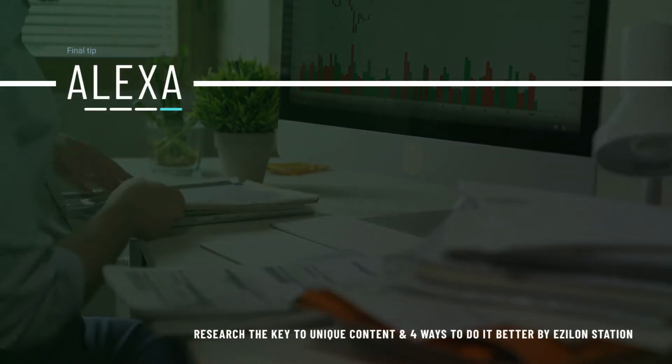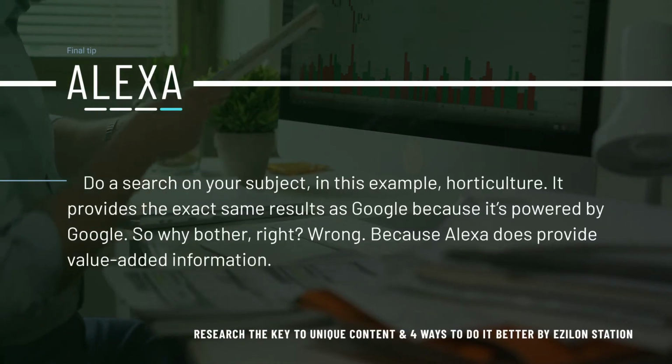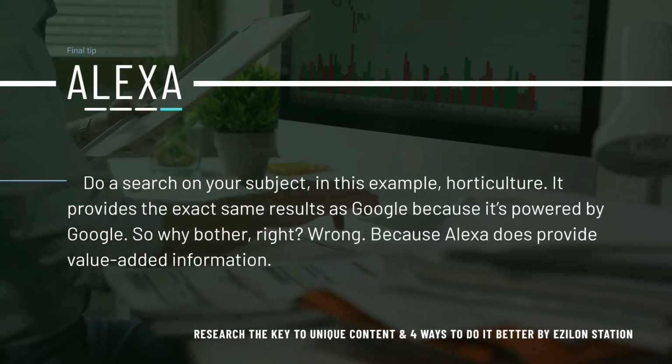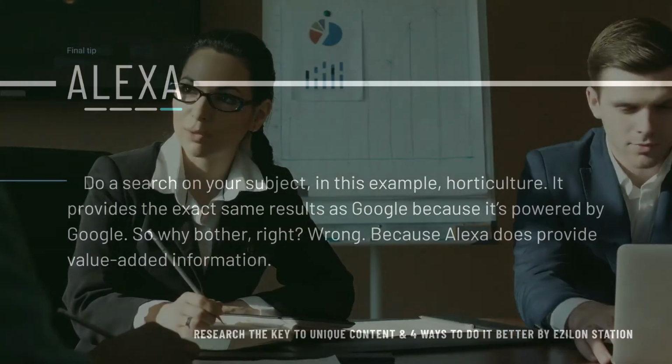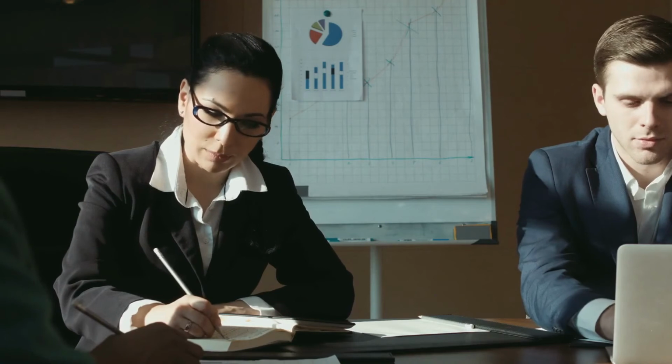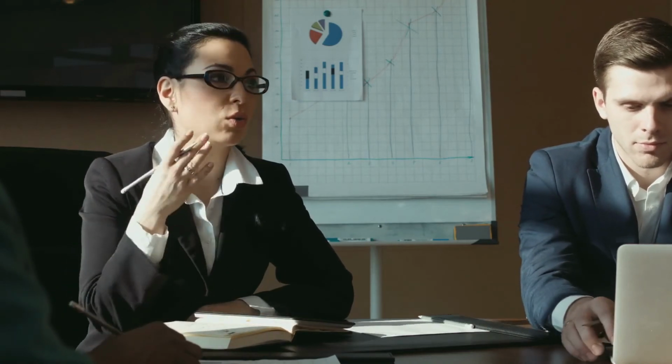4. Go to alexa.com. Do a search on your subject, in this example, horticulture. It provides the exact same results as Google because it's powered by Google. So why bother, right? Wrong.